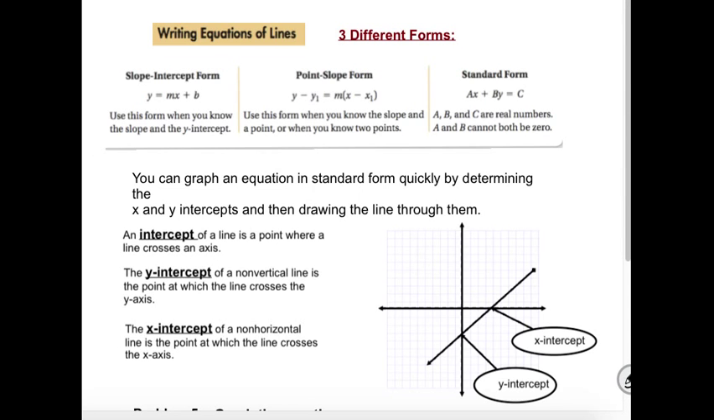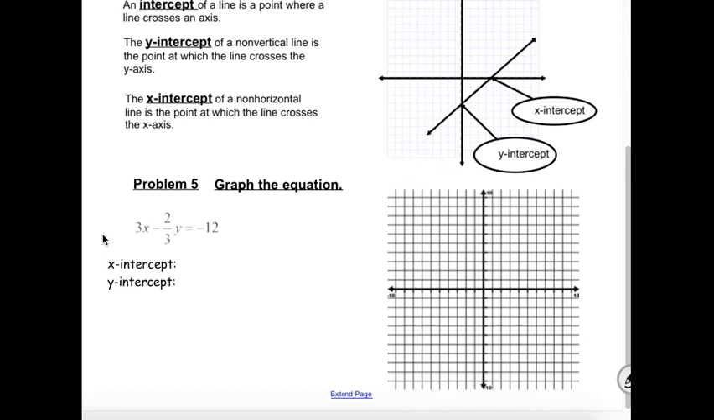So, writing equations of lines. Our 3 different forms, the ones we have talked about, slope-intercept, point-slope, and standard, are all at the top. You can graph an equation in standard form quickly by determining the x and y intercepts and then drawing the line through them. Intercepts are just where it crosses an axis, so the y-intercept would be where it crosses the y-axis, the straight up and down, and the x-intercept would be where it crosses the x-axis.